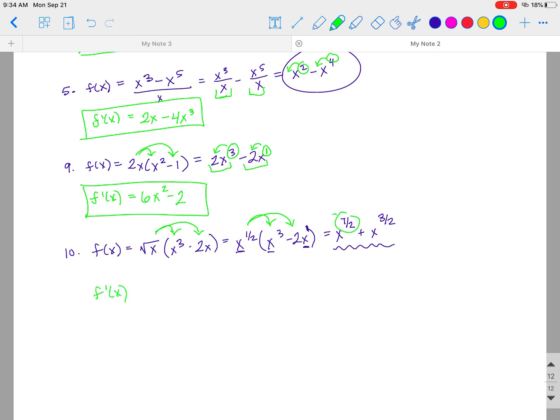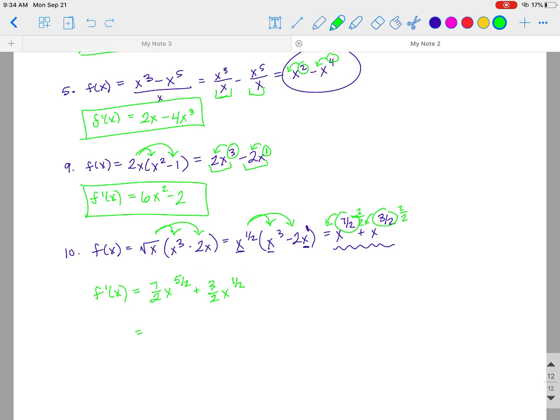So if I use my power rule, multiply 7/2 out in front, and I power down. Subtracting 1 from this fraction is the same thing as subtracting 2 over 2. So you get 5/2, plus, I'm going to go ahead and multiply 3/2 out in front. And I power down from 3/2, which again is subtracting 2 over 2. So you get 1/2.